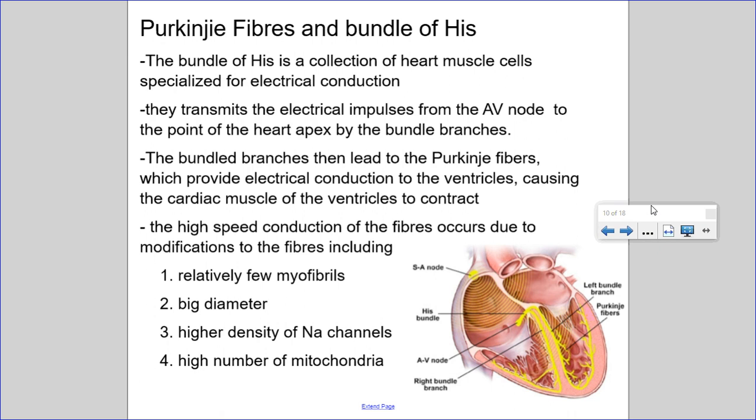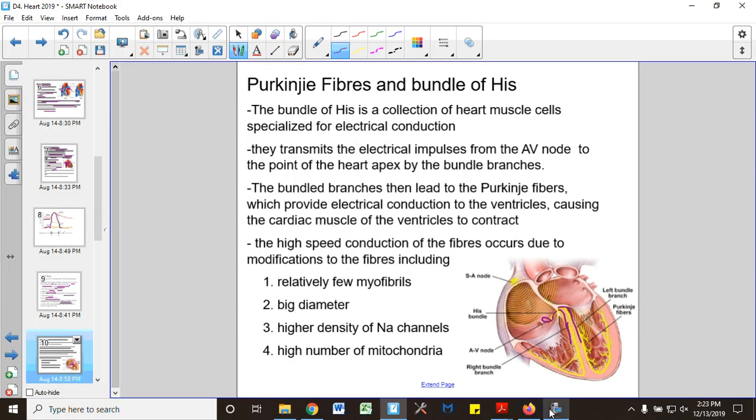So from the atrioventricular node, that electrical signal will pass to specialized structures called the Purkinje fibers and the bundle of His. The bundle of His is a collection of heart muscle cells specialized for electrical conduction. They transmit the electrical impulses from the atrioventricular node to the apex of the heart by the bundle branches. And from the bundle of His, the signal will then pass down to these other structures referred to as the bundle branches.